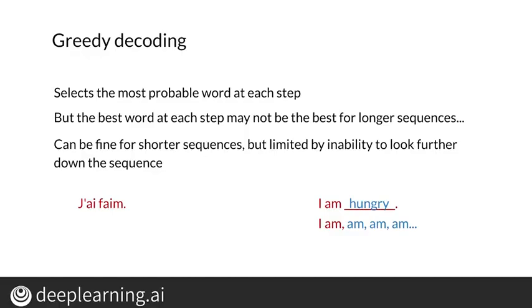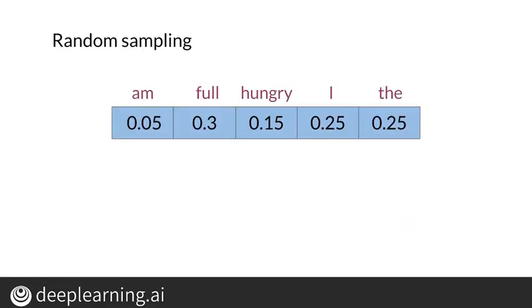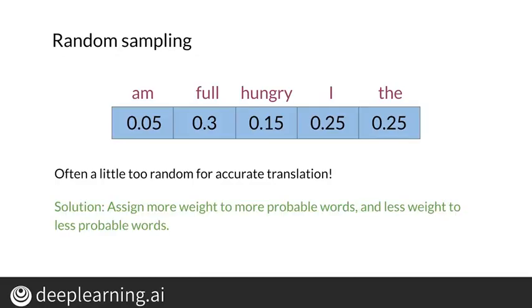You can see how this could be a problem, but not in all cases. For shorter sequences, it can be fine. But if you have many other words to consider, then knowing what's coming up next might help you better predict the next sequence. Another option is known as random sampling. What random sampling does is it provides probabilities for each word and samples accordingly for the next output. One of the problems with this is that it could be a little bit too random. A solution for this is to assign more weight to the words with higher probabilities and less weight to the others. You will see a method for doing this in just a few moments.